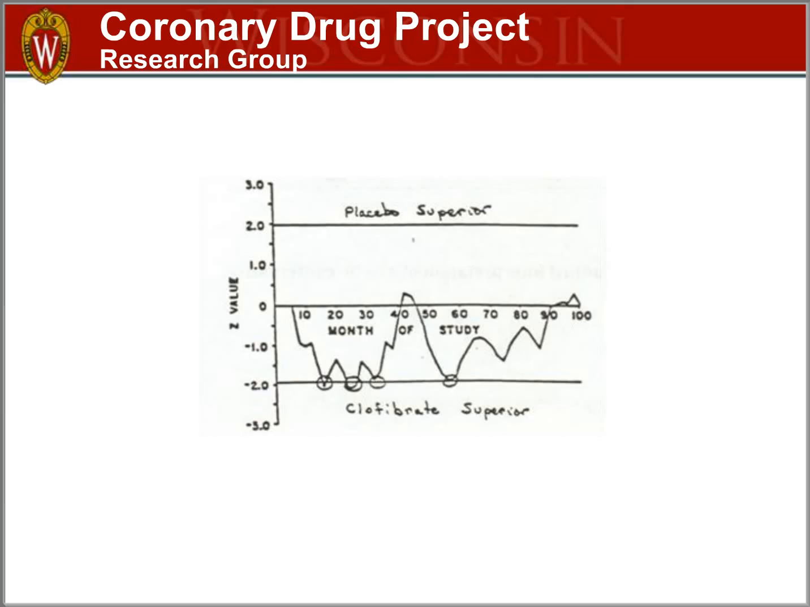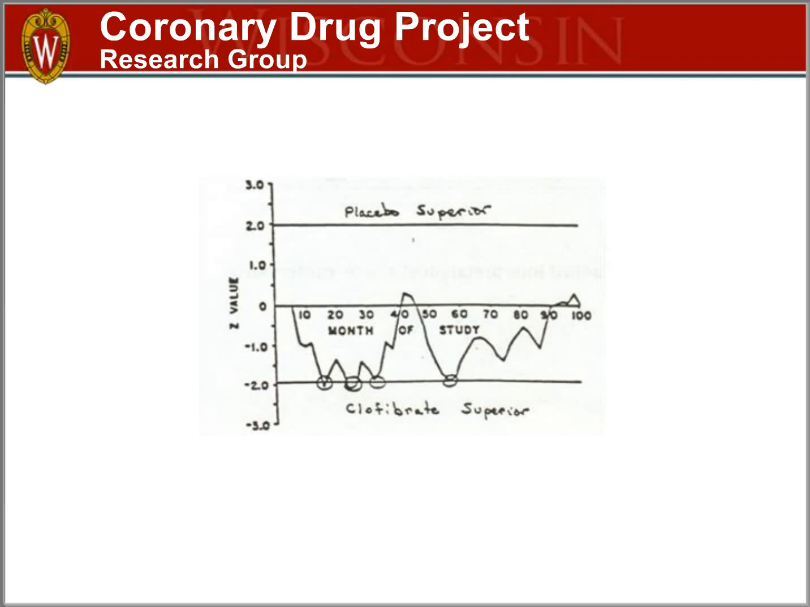What's shown here is a graph that on the horizontal or x-axis is the time in the study, months of follow-up, all the way out to 100 plus months. On the y-axis, or the z-value scale, is the test statistic that would compare the mortality in the clofibrate group versus the mortality in the placebo group. The way this graph was constructed, a negative value of -2 would suggest a statistically significant p less than 0.05 result, showing that clofibrate was superior to placebo. A +2 would indicate a significant effect of placebo at the 0.05 level.